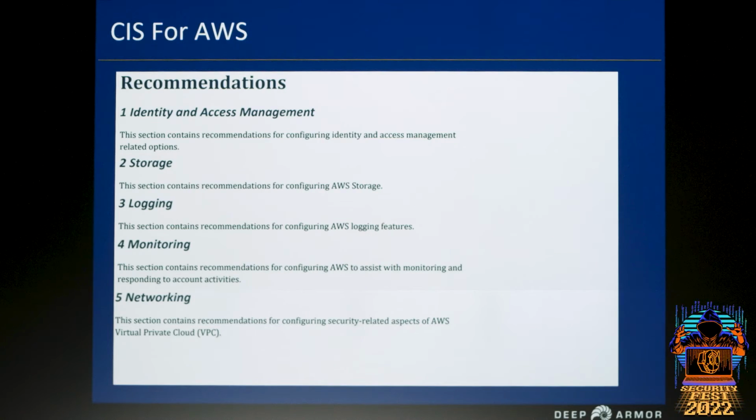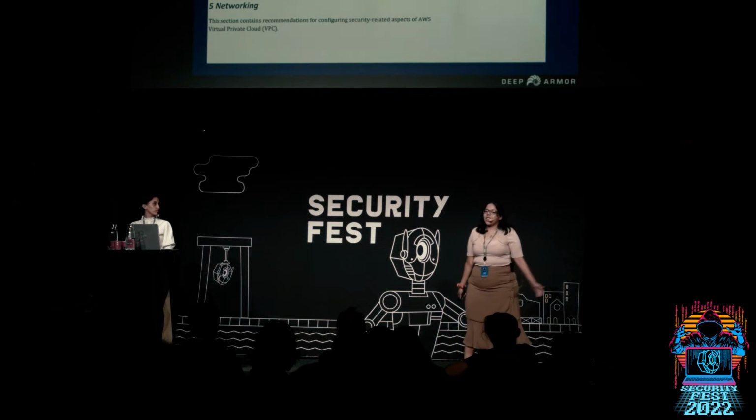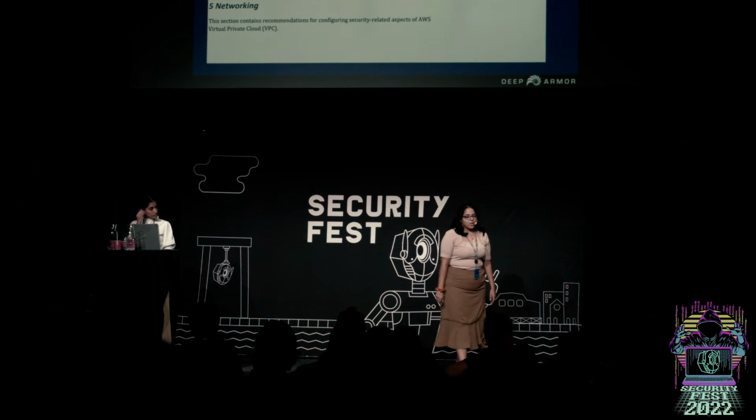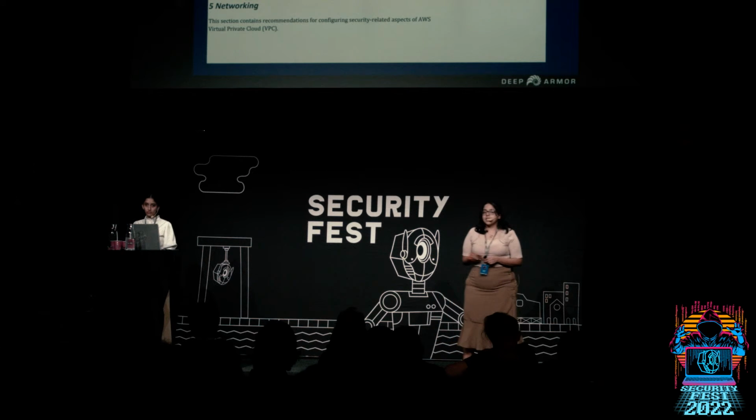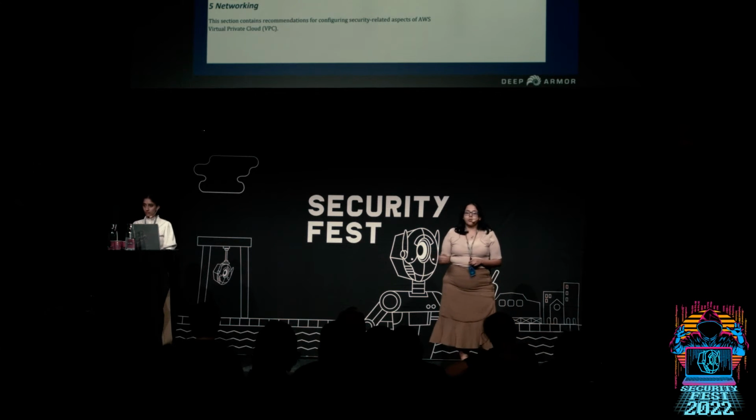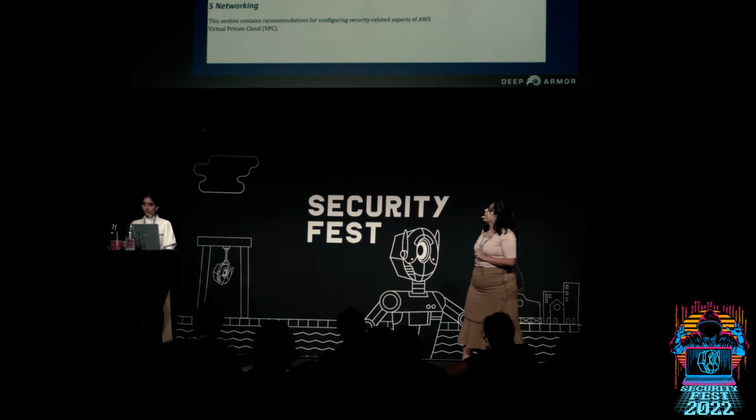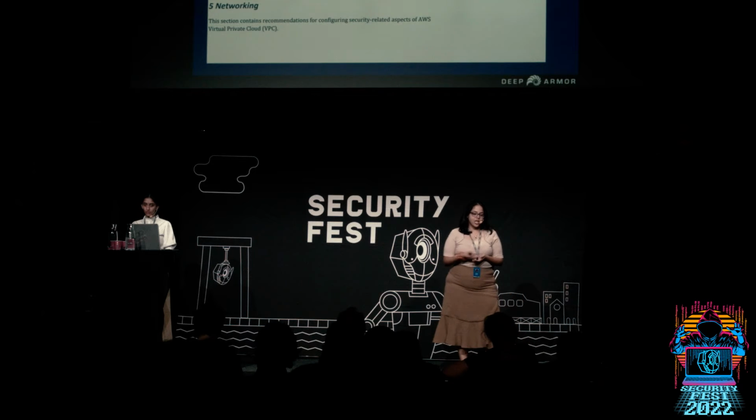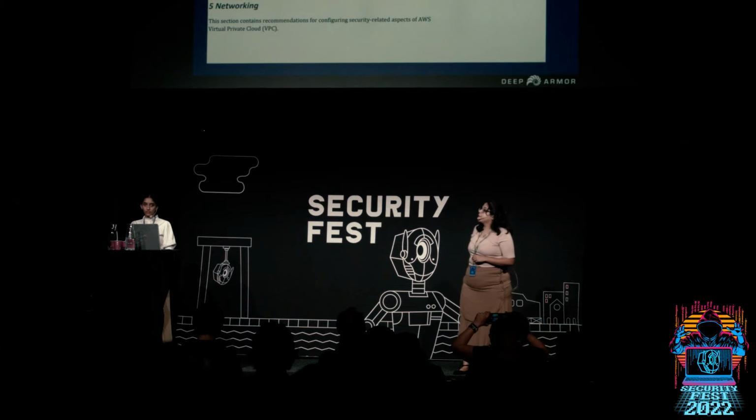The recommendations given by CIS for AWS have been divided into 5 sections: identity and access management, storage, logging, monitoring, and the last one being networking. In identity and access management, CIS recommends strong password policies and multi-factor authentication. In the second part, storage, it recommends making sure that your data is encrypted and not publicly accessible. In logging and monitoring, CIS recommends providing alarms, doing event tracking, and also providing threat intelligence.